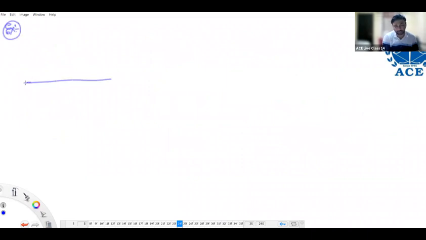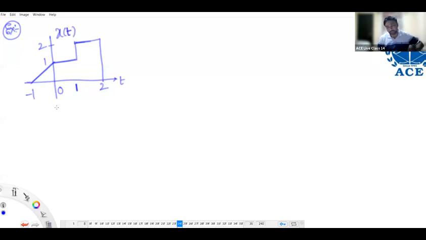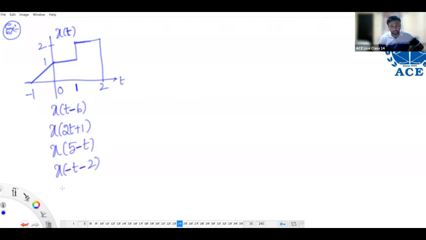Suppose a signal is given like this. Tell me how to generate this combination of signals. You draw one by one. No need to write all the expressions. Draw one by one. Make a try. Those who are solving along with me, make a try.